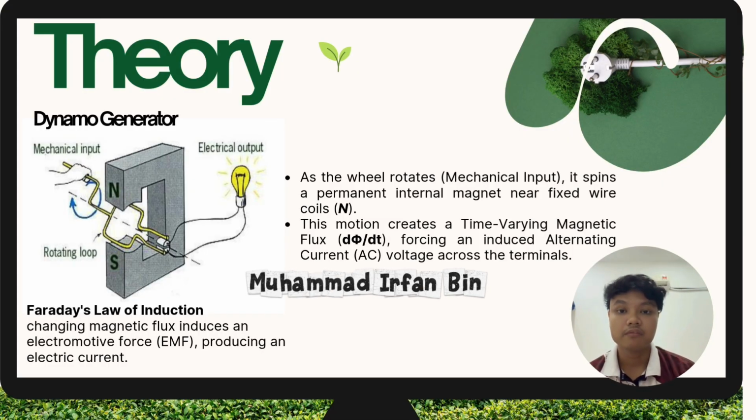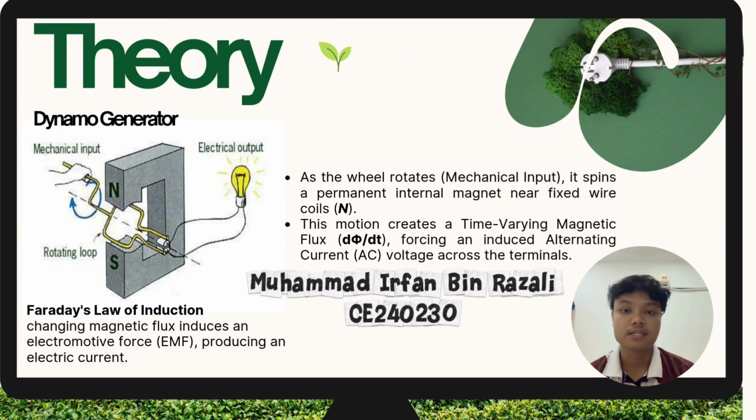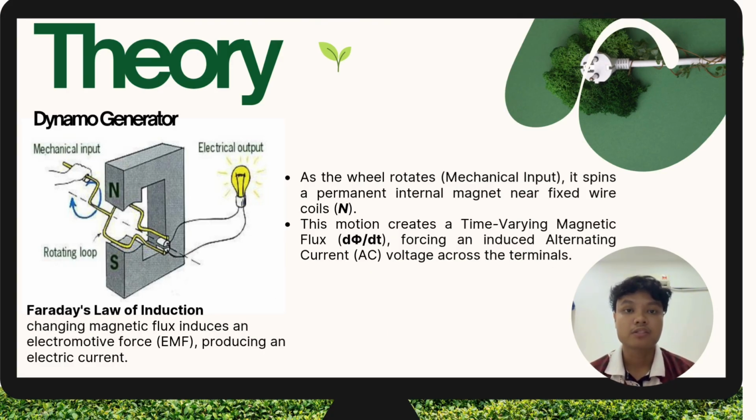Hi, my name is Muhammad Irfan bin Razali and my case number is CE240230. So I will explain about the theory. Basically, the working principle of a dynamo generator is based on Faraday's law of electromagnetic induction. When the wheel or rotor rotates, it provides mechanical energy that causes the permanent magnet to move relative to the induction coil. This movement changes the magnetic flux passing through the coil over time.